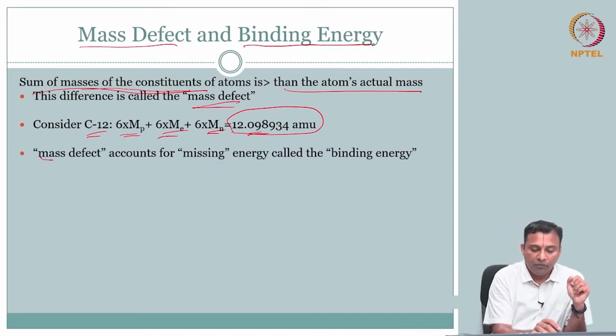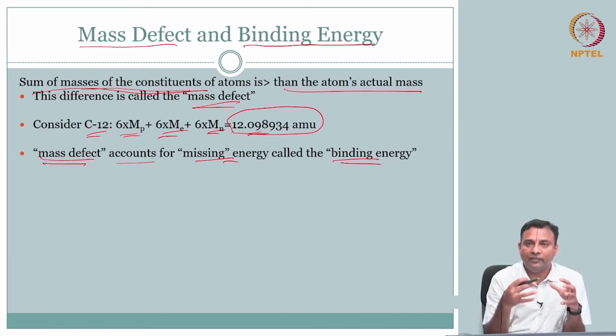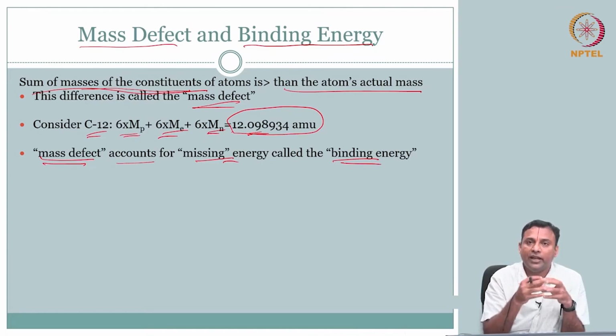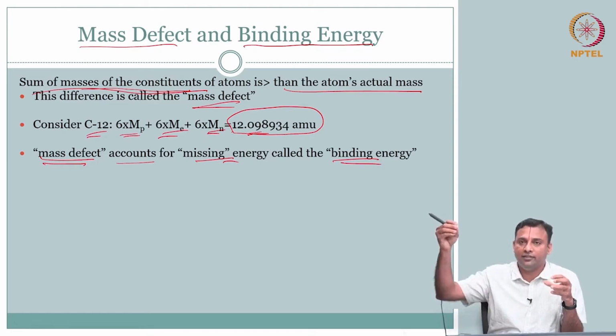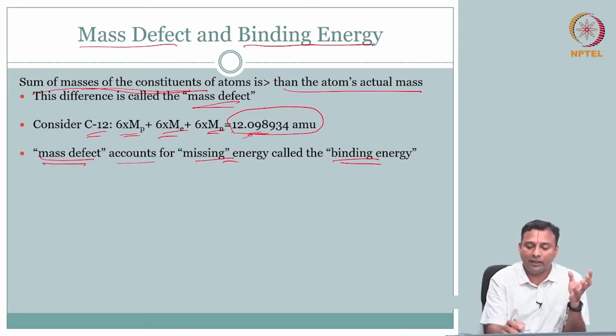Therefore, this mass defect, this extra mass, accounts for the missing energy, which is called the binding energy. When it is binding, it has shed this extra energy. When the electron was part of the atom, it was at low energy, correct? You had to supply energy to free the electron, so when it came back in, it shed the excess energy. Similar concept. Here there is a mass defect.